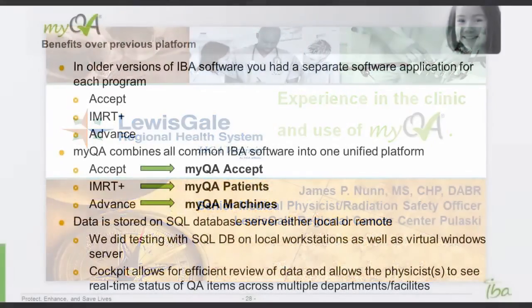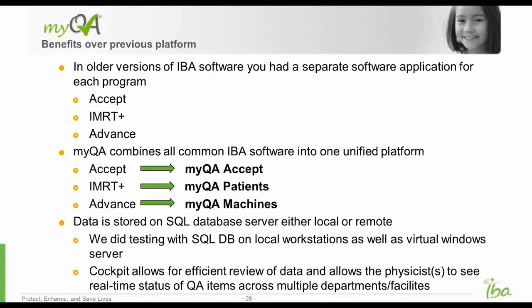We liked the software. In older versions of IBA software, you had a separate software application for each program. So you had a copy of Accept, you had a copy of IMRT Plus, and you had a copy of Advanced, or at least at our place. Each one of these is usually on a separate system, with not a lot of data communication between them. Typically whatever laptop runs your water tank sits until you use it once a year. Your OmniPro IMRT is used sometimes every other day, and your Advanced is used every other morning or every morning.